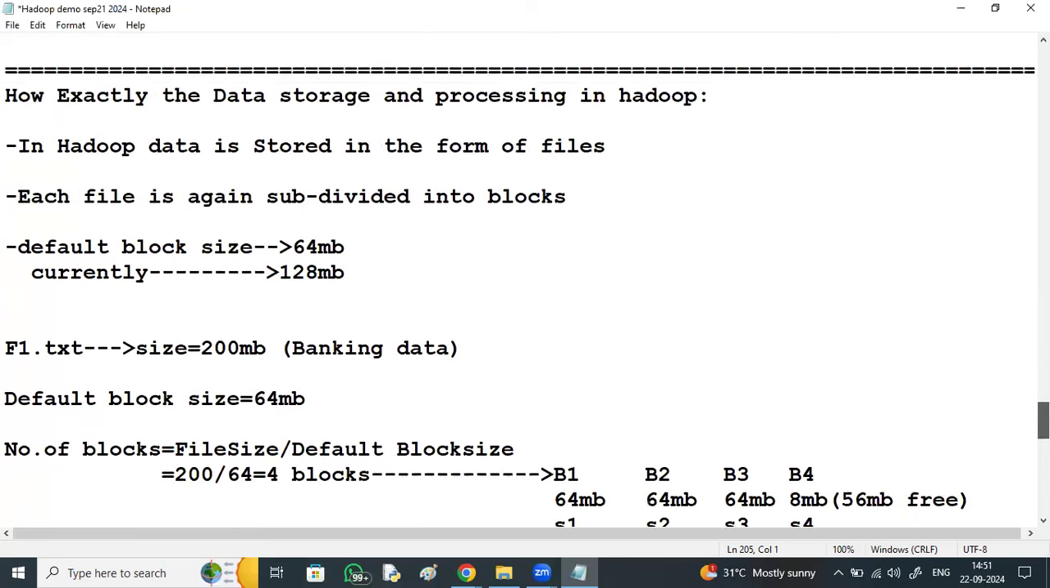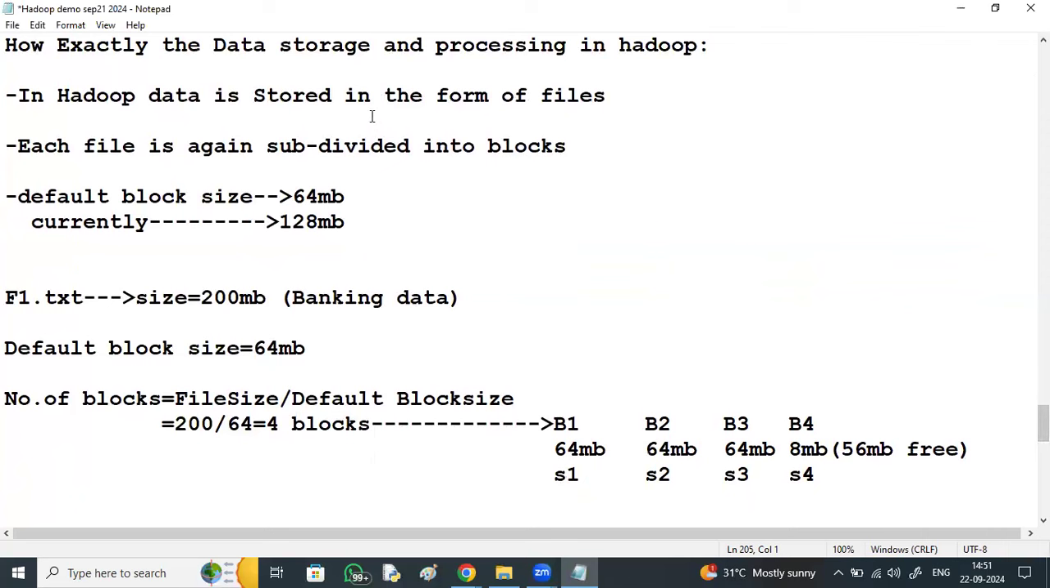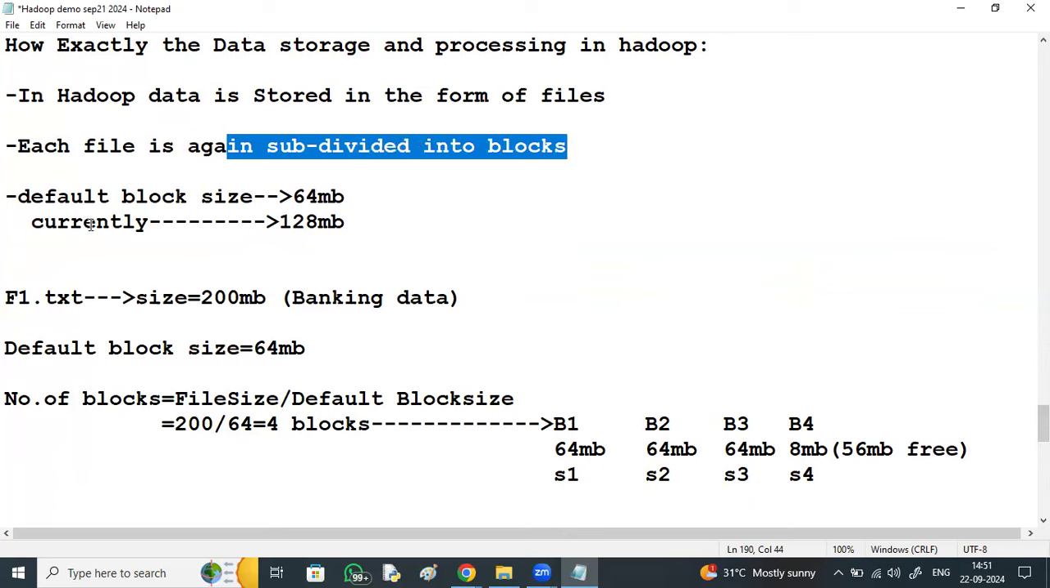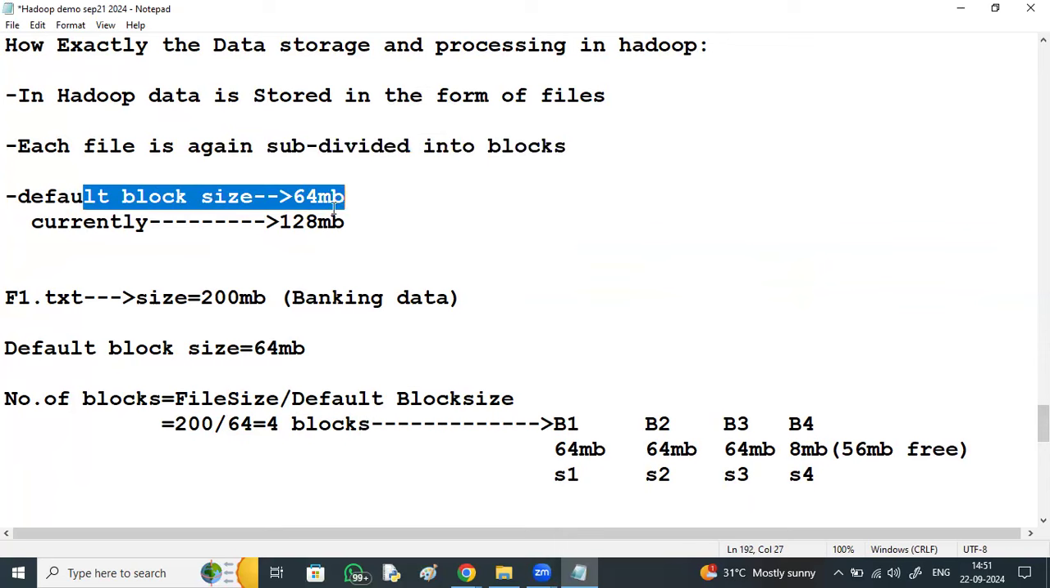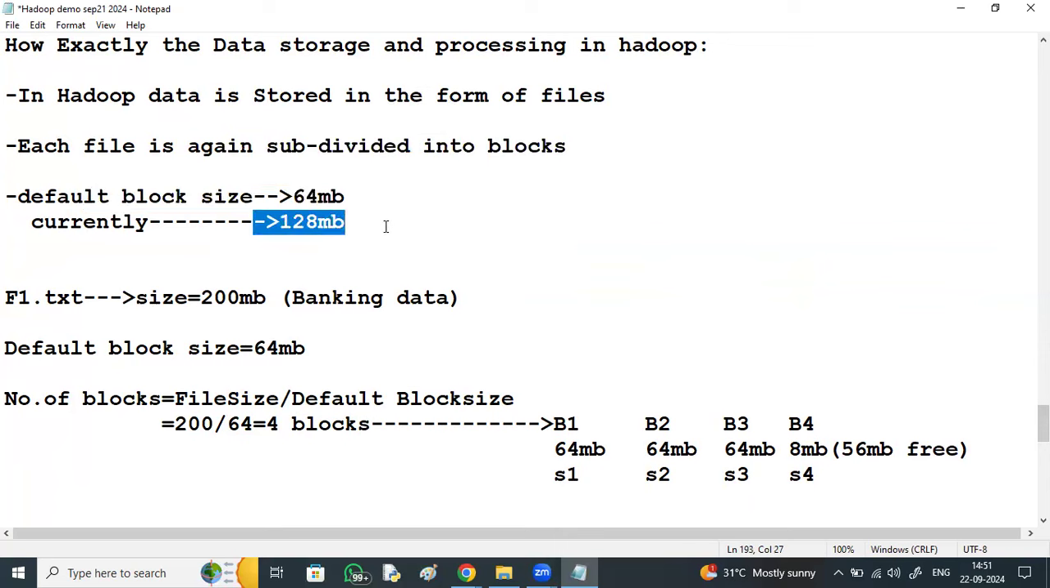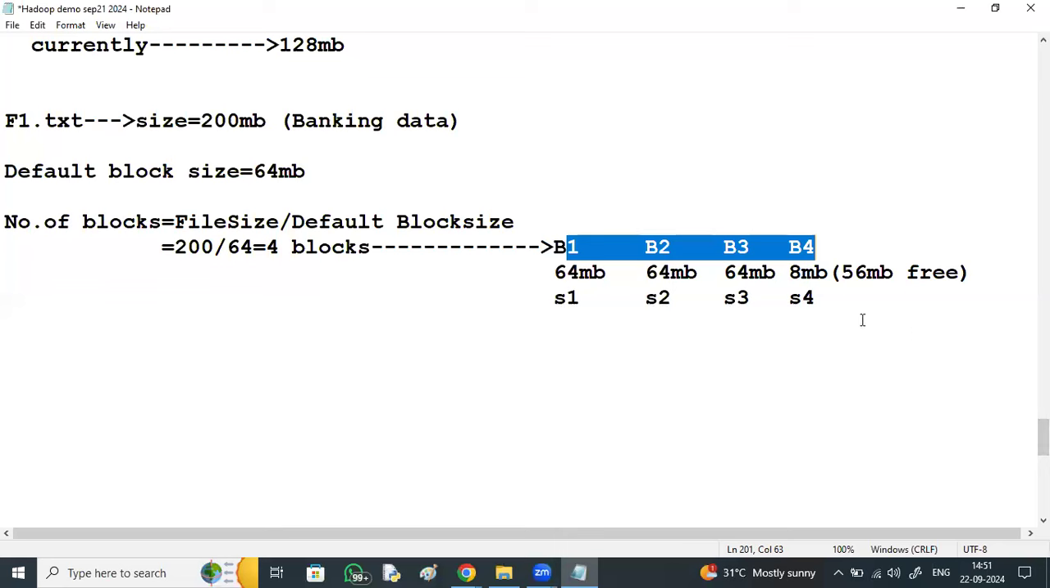To recap: in Hadoop, data is stored in the form of files, and files are subdivided into blocks. The default block size was 64 MB in previous versions and is 128 MB in the latest versions. For a 200 MB file of banking data with a 64 MB default block size, the number of blocks is file size by block size, 4 blocks, distributed across 4 slaves and executed in parallel.